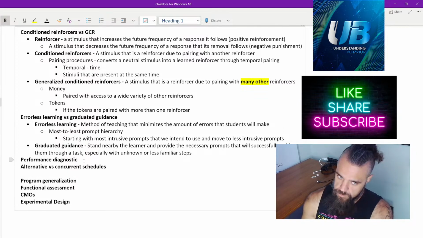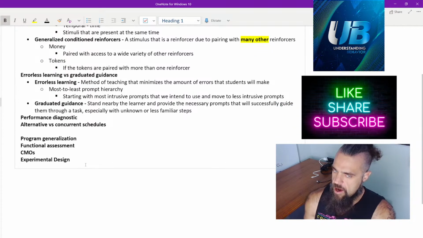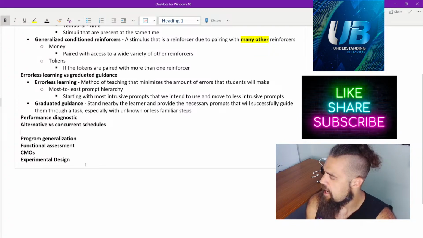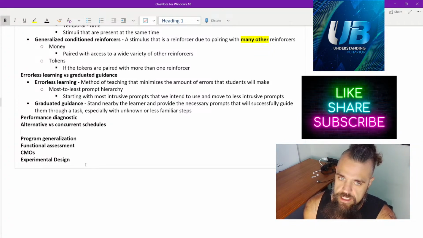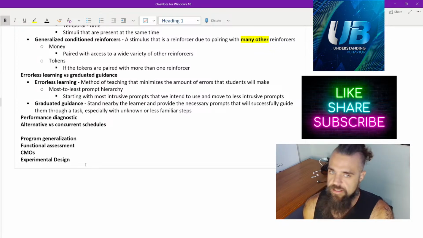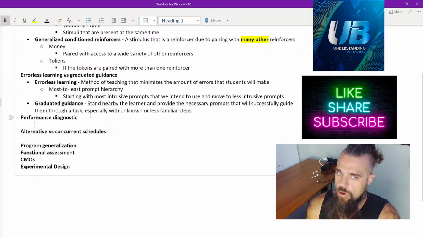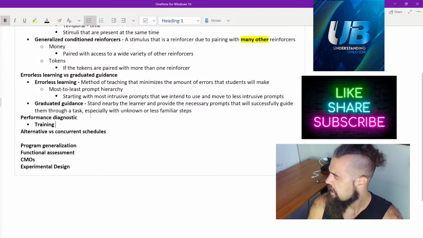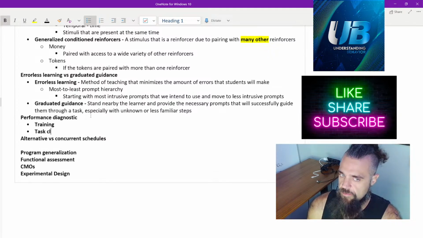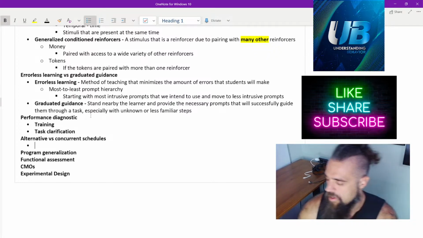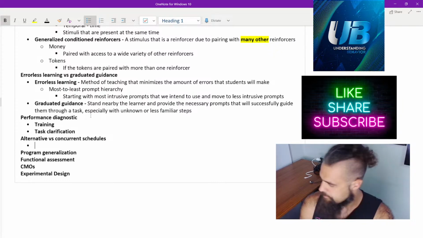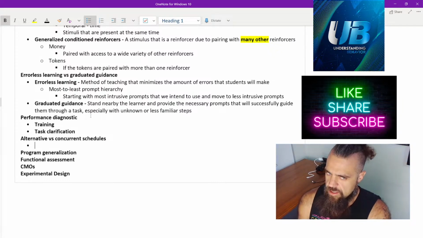Okay, let's go ahead. We're going to talk about alternative versus concurrent schedules. We'll do that first, and then I see a little more about what you're talking about here, the training task for clarification. Yeah, okay. We can talk about that, but we'll hit these compound schedules first. Cool. So, alternative versus concurrent schedules.